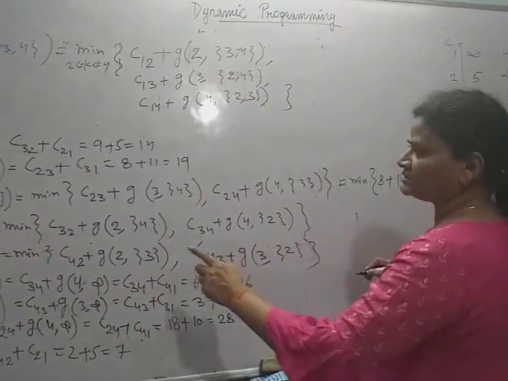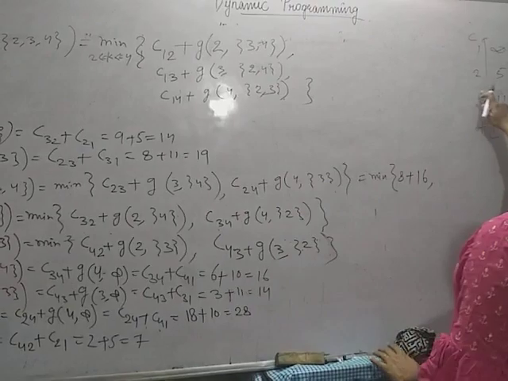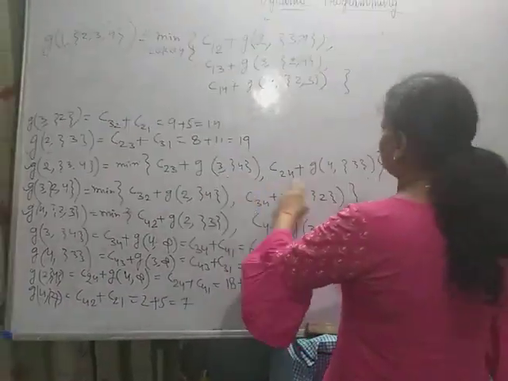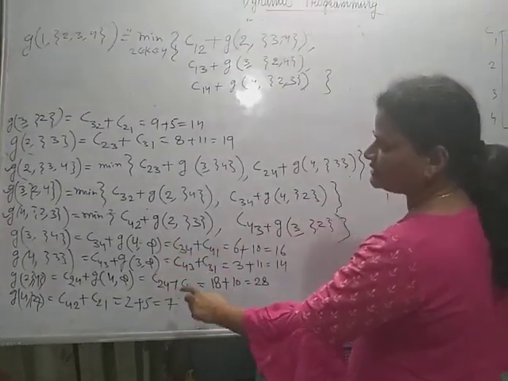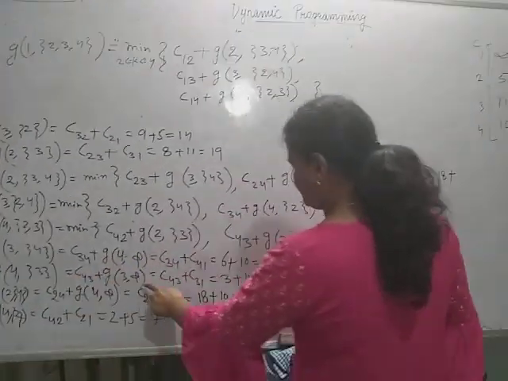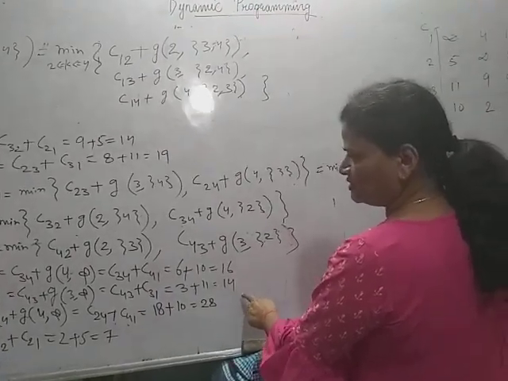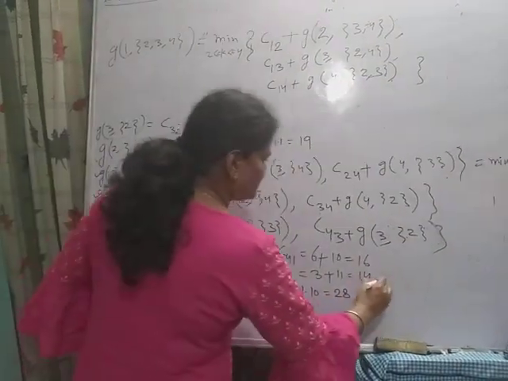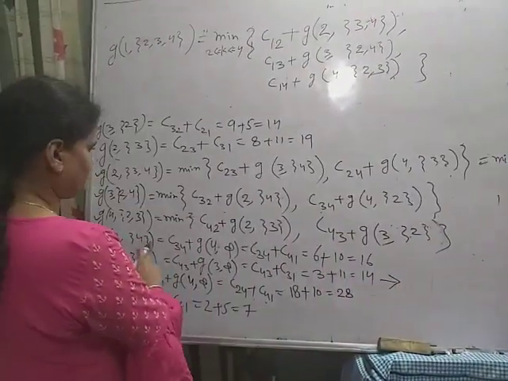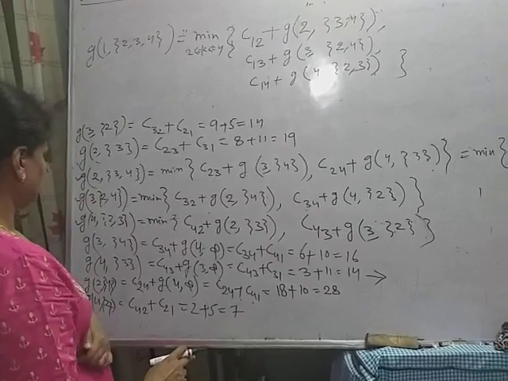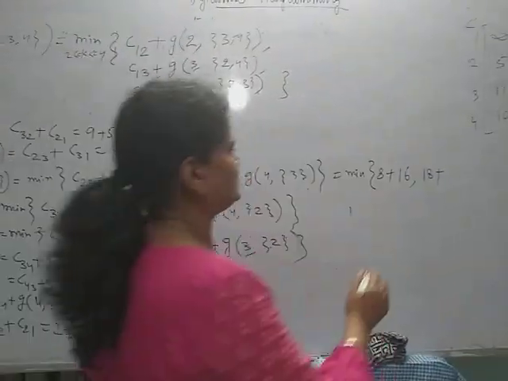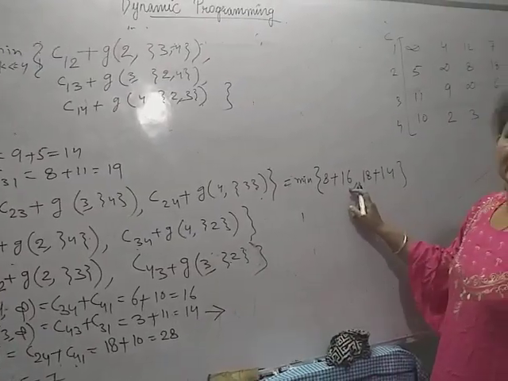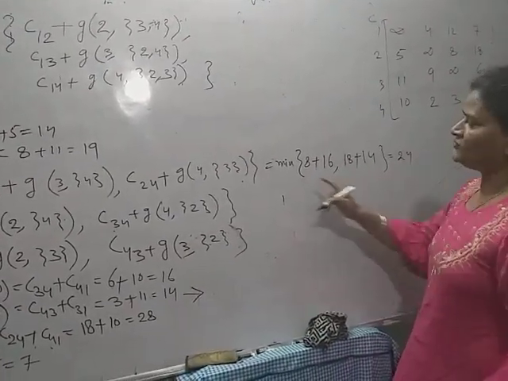And then what? C24 is 18. 18 plus G43. 43 देखो कहाँ निकला है? 43 is this one. 43 is 14. ठीक है? So just here, 18 plus 14, 16 plus 8. So this is 24 minimum.